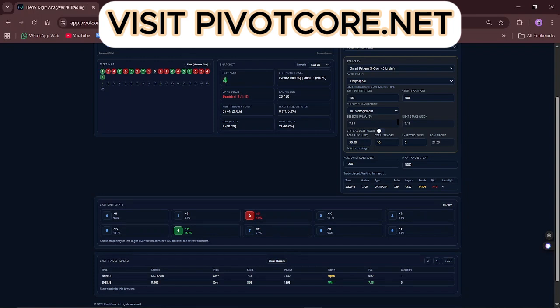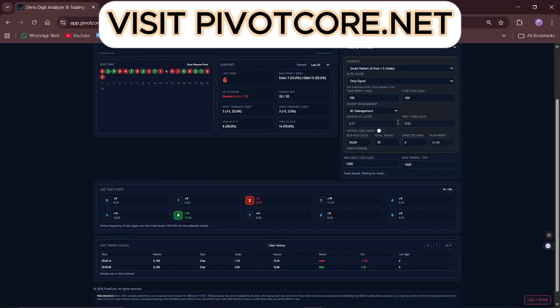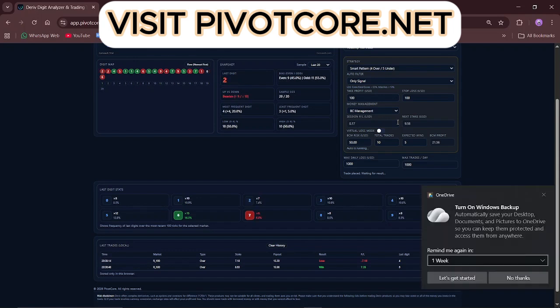One of the best things about using an automated platform like this is the speed of execution. In the world of synthetic indices and digit trading, a fraction of a second can be the difference between a win and a loss. With PivotCore, your trades are executed instantly based on the parameters you set. No lag, no hesitation, just pure strategy.